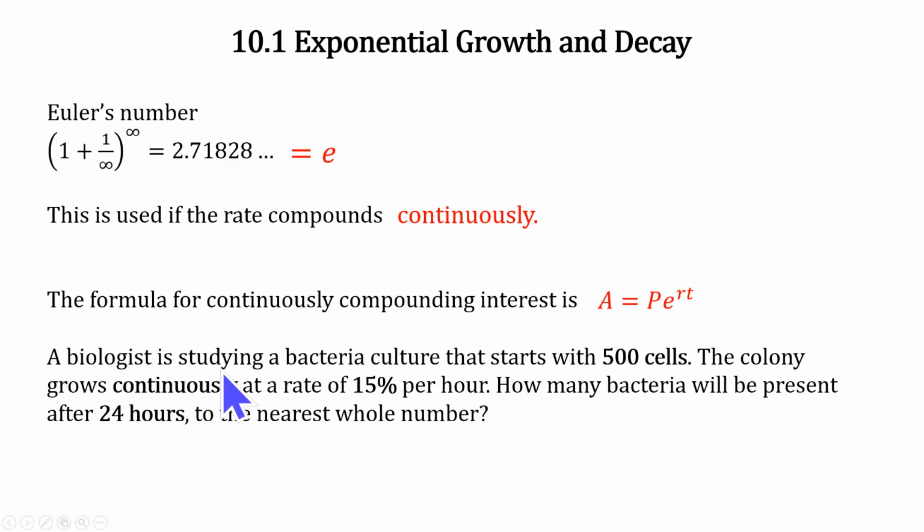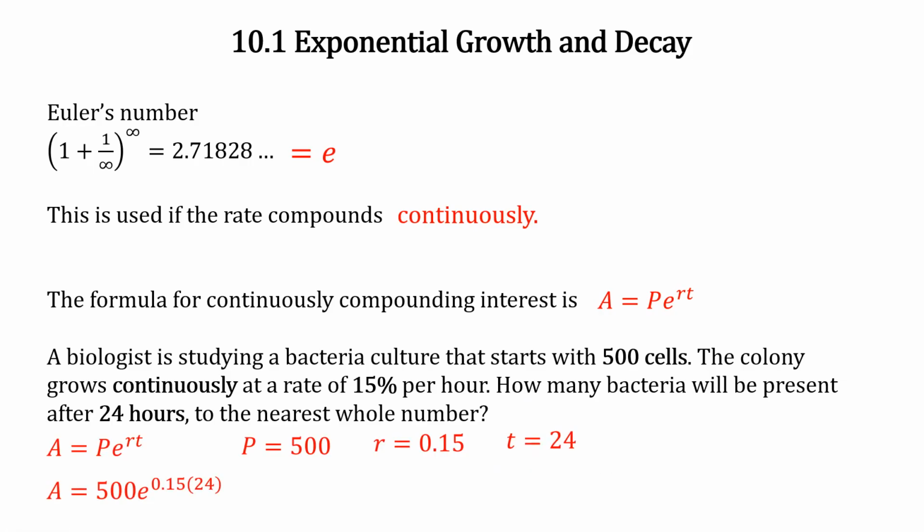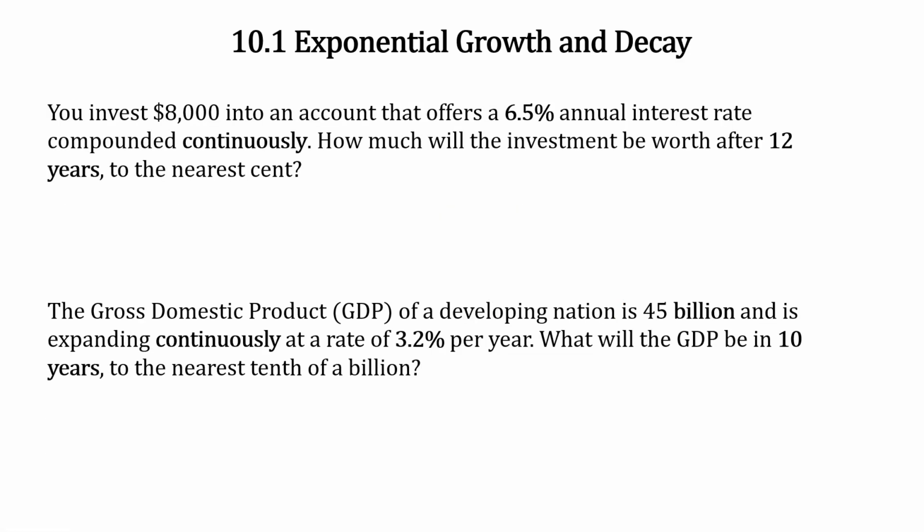So we put it to use. A biologist studied a bacteria culture that starts with 500 cells. The colony grows continuously at a rate of 15% per hour. How many bacteria will be present after 24 hours to the nearest whole number? So P is 500, R is 0.15, T is 24. You just literally throw that in the calculator, and you get about 18,299 bacteria. Okay, you're going to do these two, pause here, work these out, and come back and check your answers.